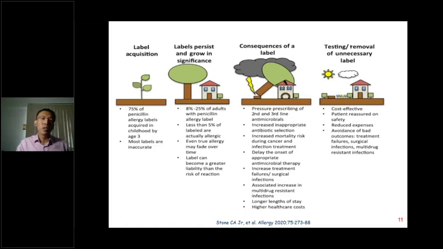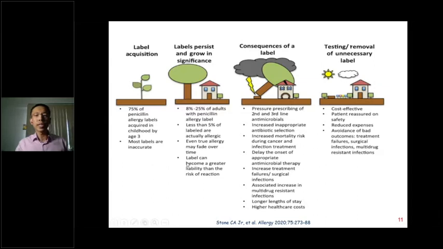So in this paper also, there is a pretty good timeline which describes to you what happens when the patient acquires a label of a drug allergy. So if we move from the left to the right, about 75% of penicillin allergy labels are acquired by childhood, unfortunately. And even though most labels are inaccurate, these labels do carry on over time. And up to about 25% of adults with a penicillin allergy label have that label which persists, even though most of them are possibly not truly allergic.